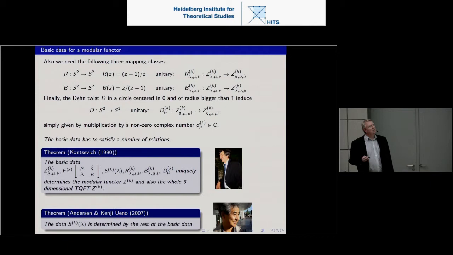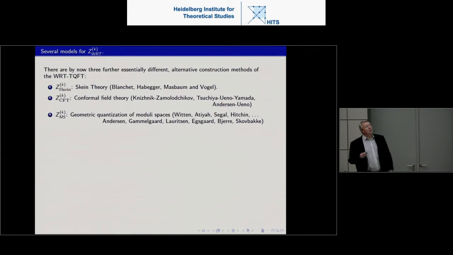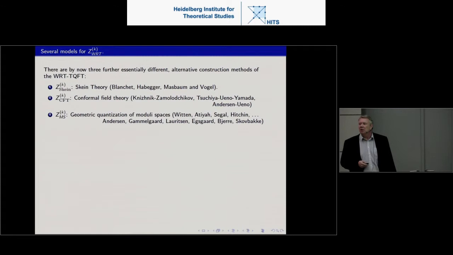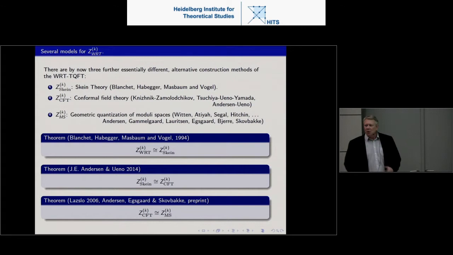And nowadays, there are actually, on top of Reshetikhin-Turaev's description, three more descriptions of this theory. One that uses more topology, one that uses conformal field theory, which is another construction from quantum physics, and then one that uses quantization of moduli spaces, which is the one I've been telling you a little bit about. But the nice thing is, they are all the same. And therefore, we can use all of these different methods to study this quantum field theory.